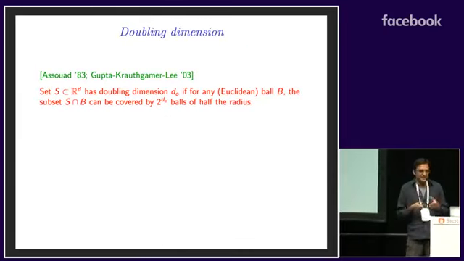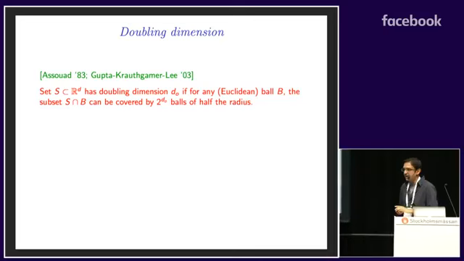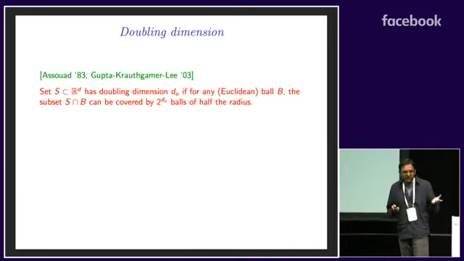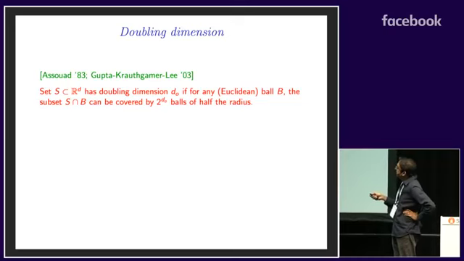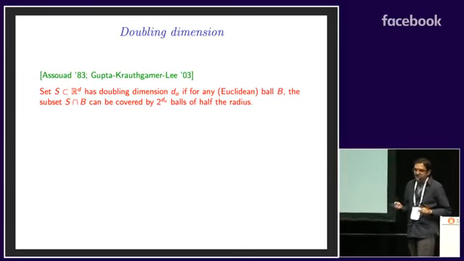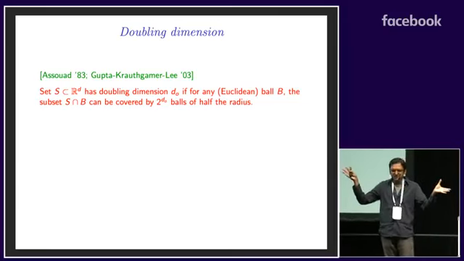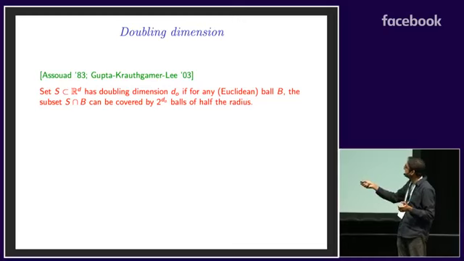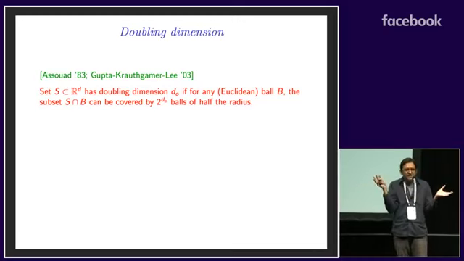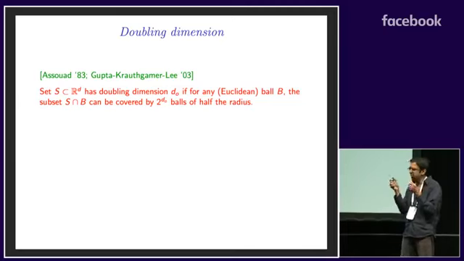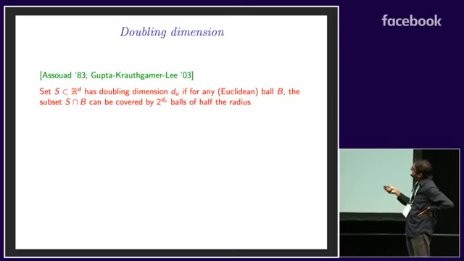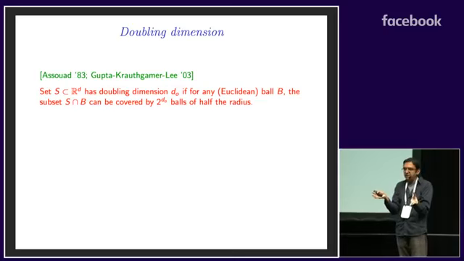So what is the doubling dimension of a metric space? It's something you can define for any metric space, but to keep things simple, suppose we're just looking at points in Euclidean space, in d-dimensional Euclidean space, and somehow we think that the intrinsic dimension of these points is much less than d, okay? What is the right notion? Okay? So we say the doubling dimension is d0 if any ball B can be covered by 2 to the d0 balls of half the radius.